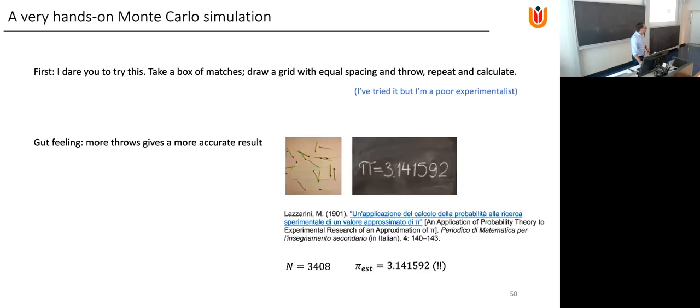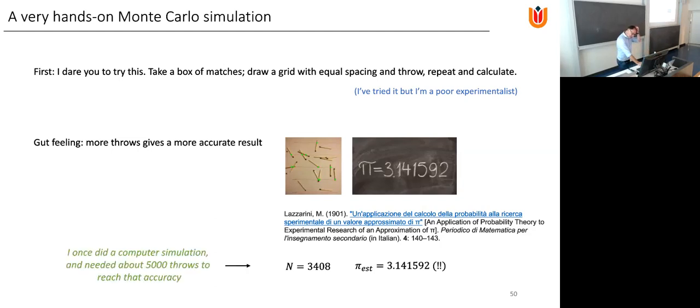It's probably true. People have actually also calculated that. So this is a publication from 1901 in Italian, so I cannot verify if it's actually true what they state. But he claims that he needed to throw 3,408 sticks in order to be able to estimate P up until this accuracy, which is kind of amazing.